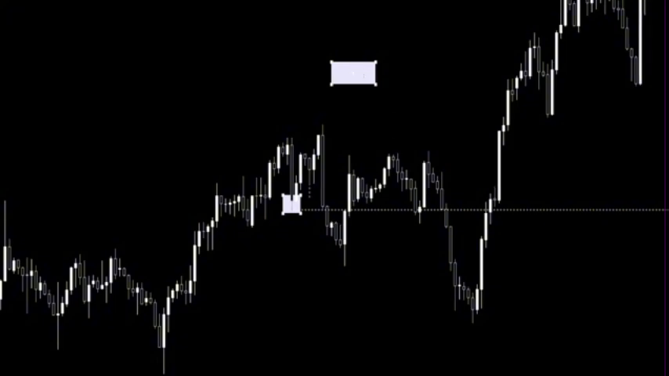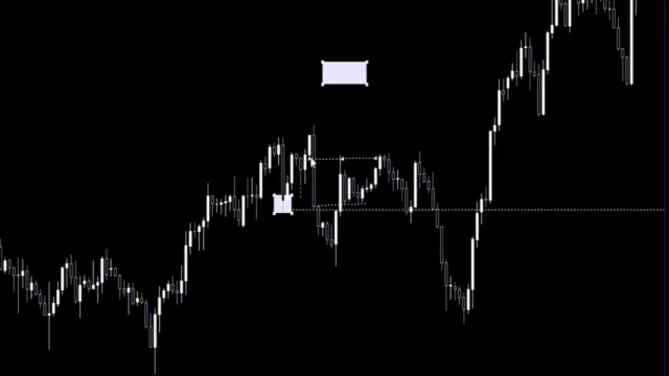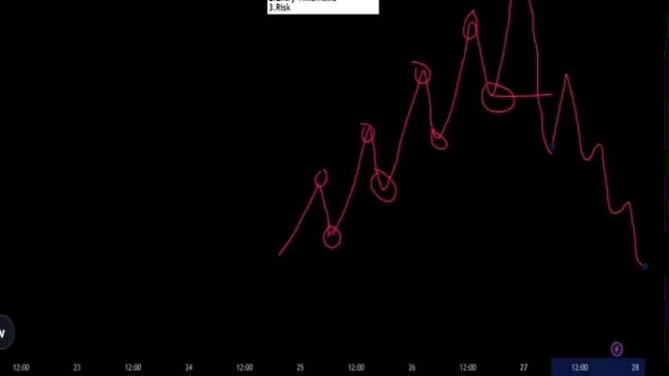this fair value gap. Let me show you the fair value gap. This one, the difference between this candlestick and then this candlestick, the high of this candlestick and the low of this particular candlestick is your fair value gap. Now we don't just enter blindly. That is the reason why we need the entry time frame.